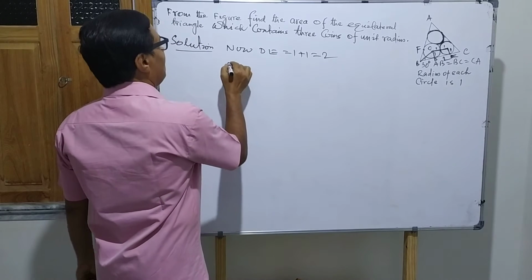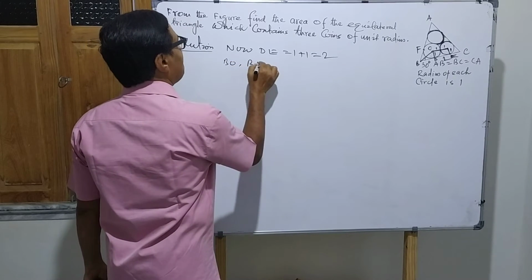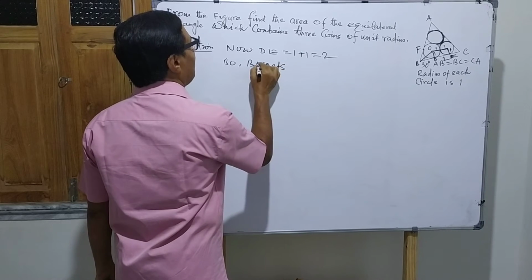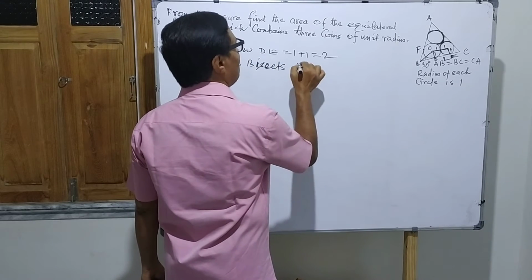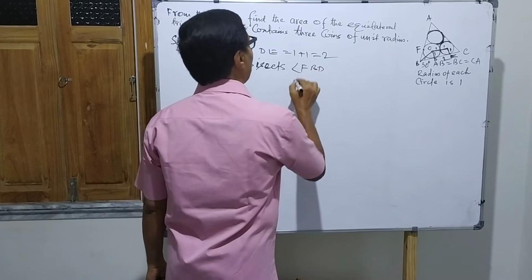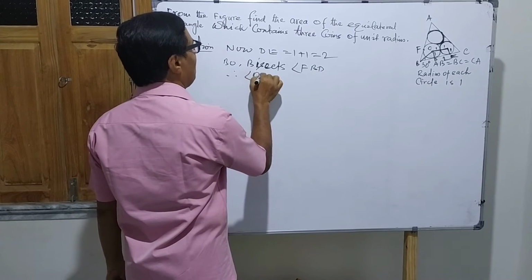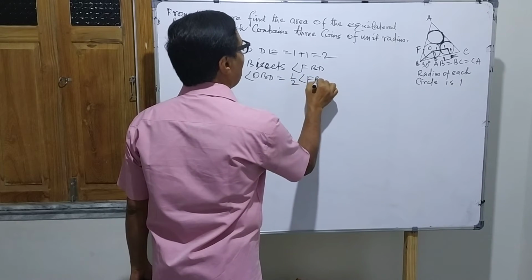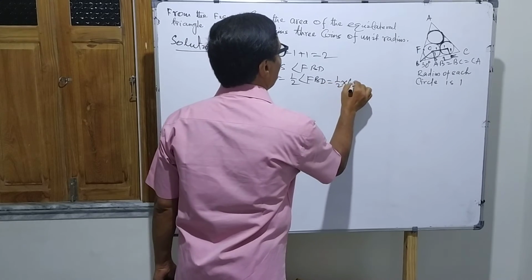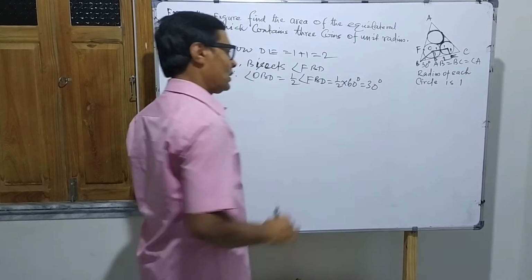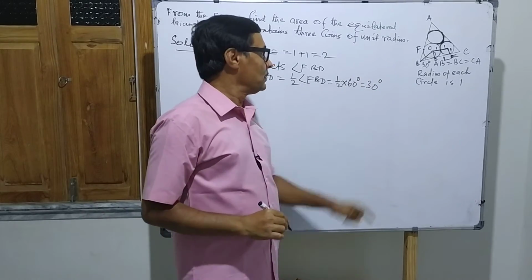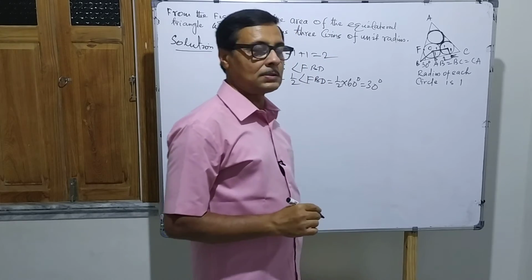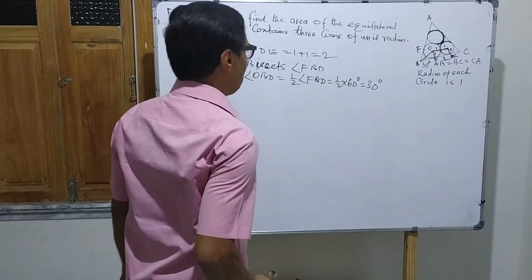So angle BO bisects FBD. So OBD equals half of FBD, half of 60 degrees, that is 30 degrees, because all angles of the equilateral triangle are equal and each angle is 60 degrees. So OBD equals 30 degrees.